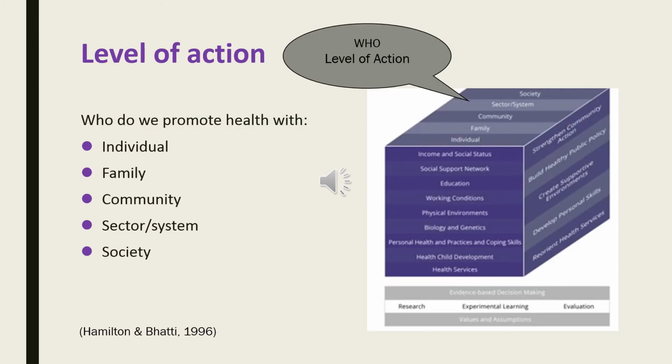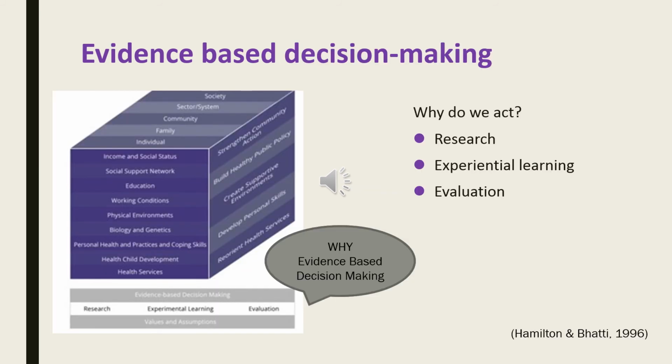The top part of the population health promotion model has the level of action, or who we can promote health with. And so the examples provided on the model are individuals, families, communities, sector or system, or society as a whole. The model also demonstrates the need for evidence-based decision-making to underpin the development of population health promotion activities.